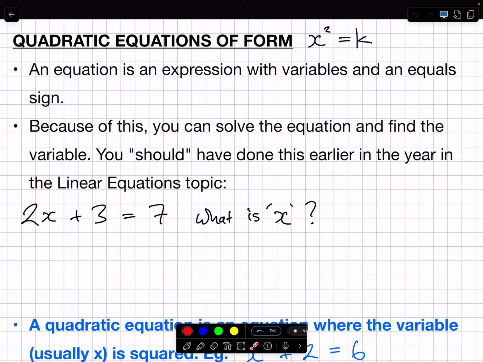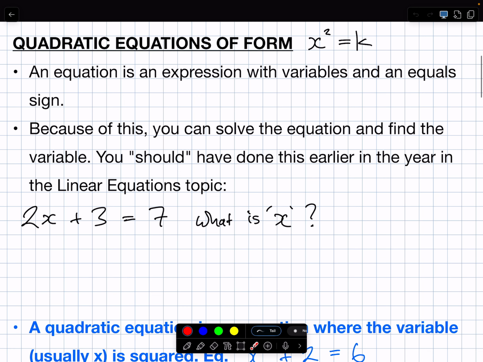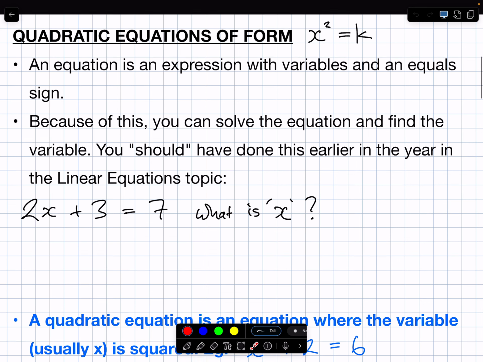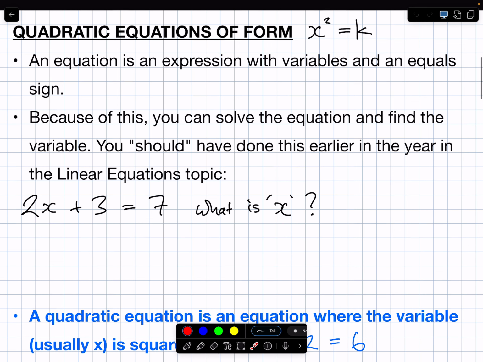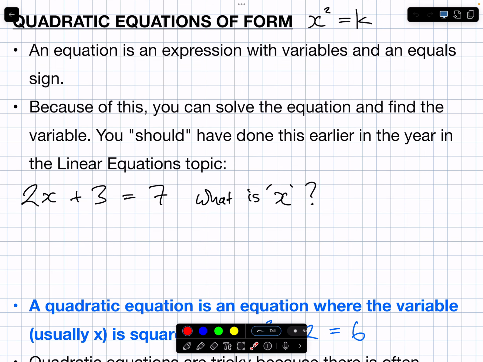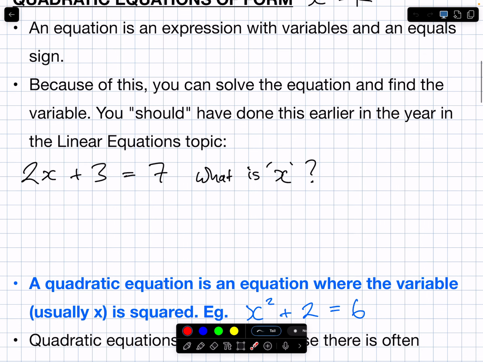So the first step of quadratic equations is dealing with a quadratic equation that is just one number. So an equation in the form x squared is equal to something. An equation is an expression with variables and an equal sign. Because of this, our literal first test, you are able to solve something like this.